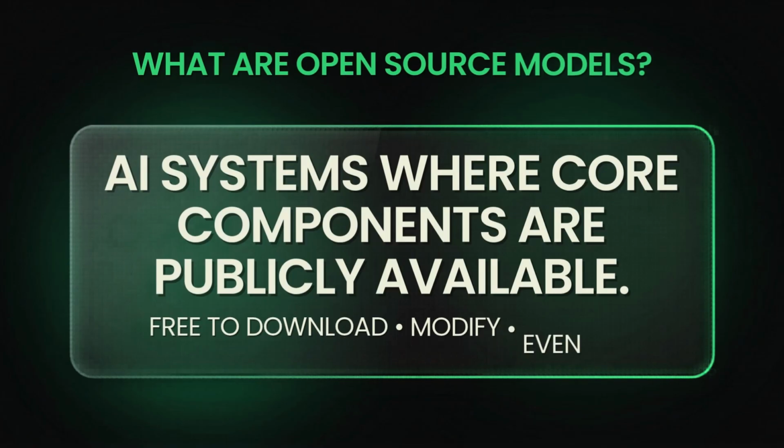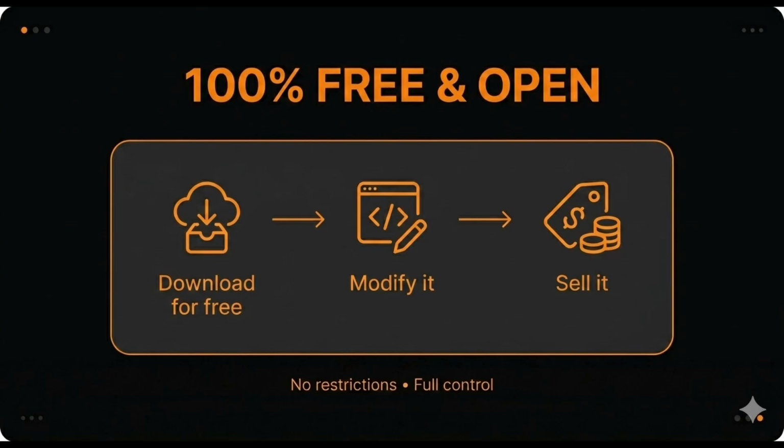So what is an open source model and why should you use it? By definition, an open source model refers to AI systems where some or all of the core components of AI are publicly available. So in simple language, these models are totally free to use. You can download it, modify it, and even sell it by yourself.